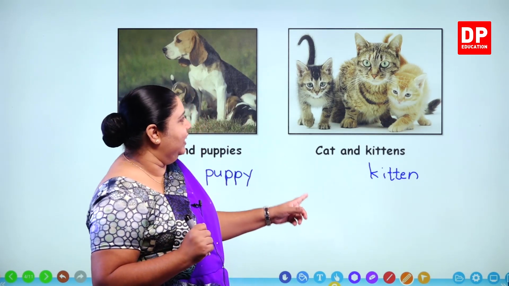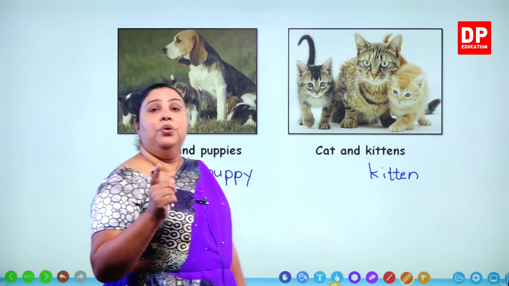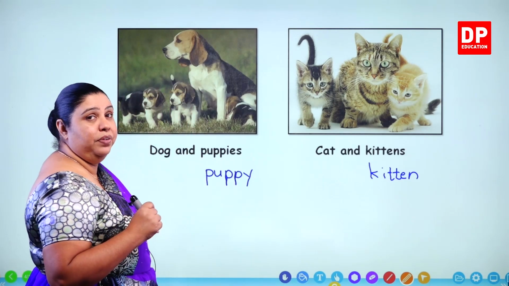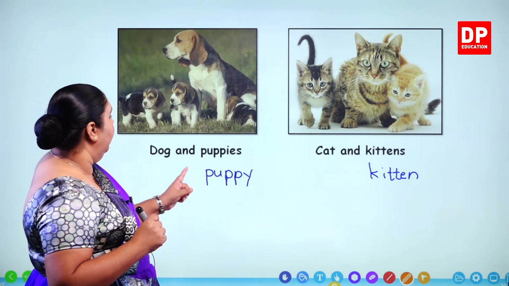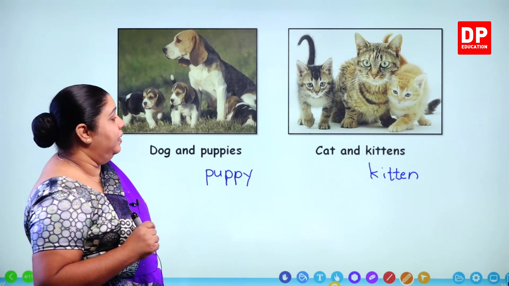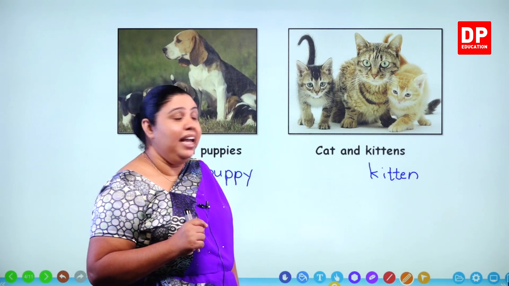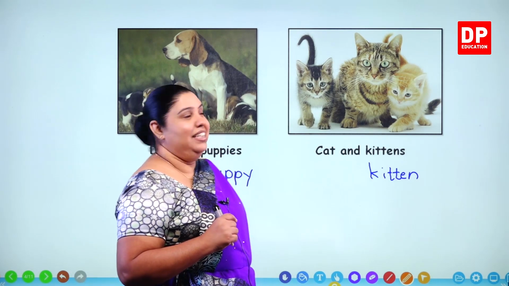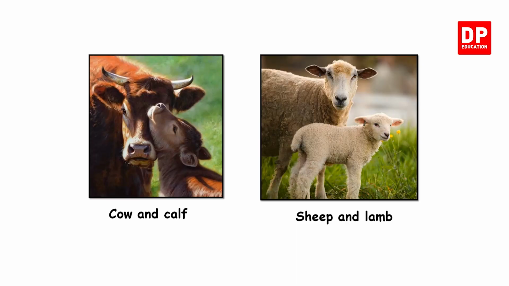Right? We say kitten to the baby cat. So what do we say the baby dog? What do we call the baby dog? We call it the puppy. And the baby cat, we say kitten. Right. Let's see what else we have in our next slide. Right. Now in our next slide, what do we have?